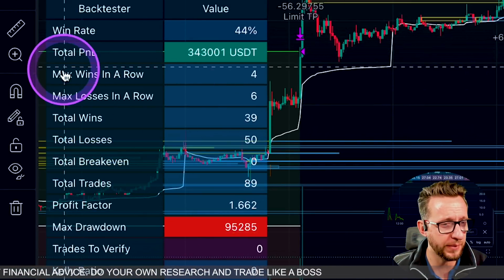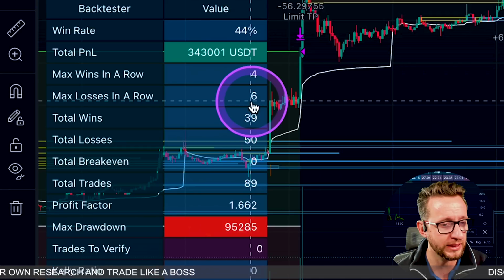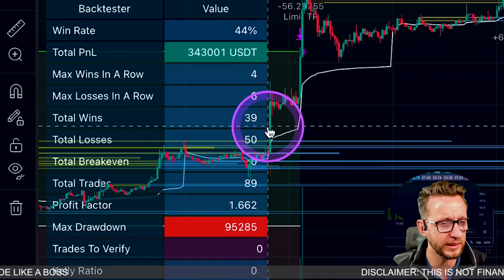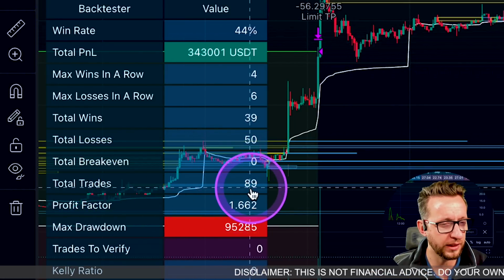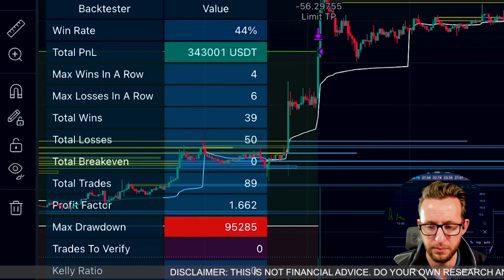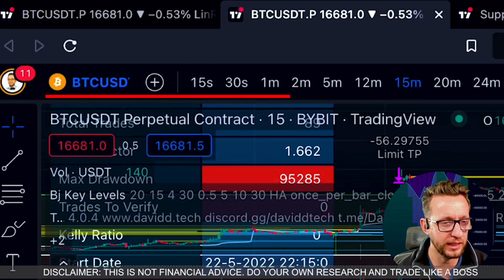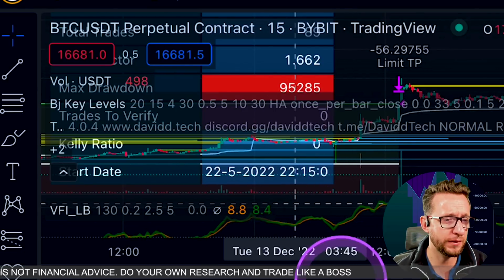Let's go through. The max wins in a row was 4, max losses in a row were 6. When you have a 2 to 1, that's not a problem in the world. Total wins 39, total losses 50. We had total trades of 89, so it's a bit small in the number of total trades. We are on the 15-minute on BTC USDT, which means that our first trade was around 7 months ago.